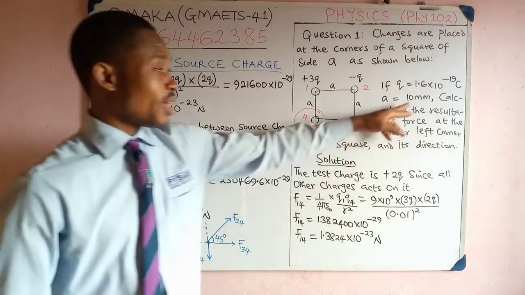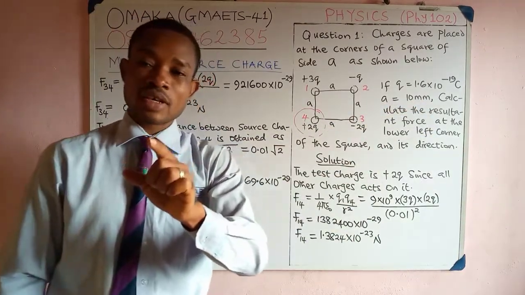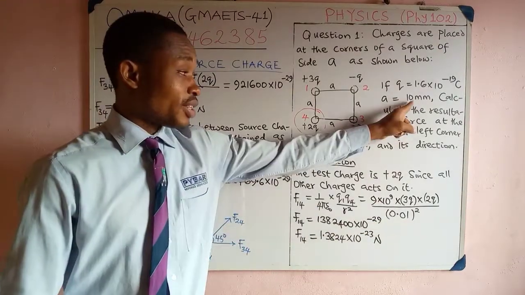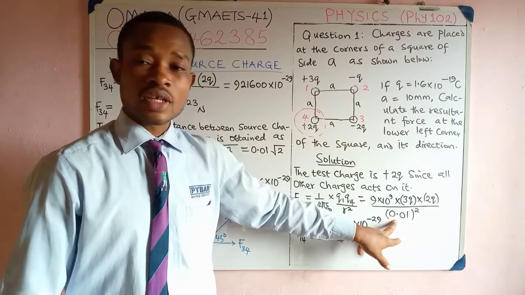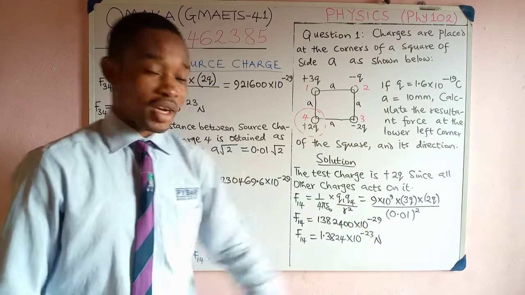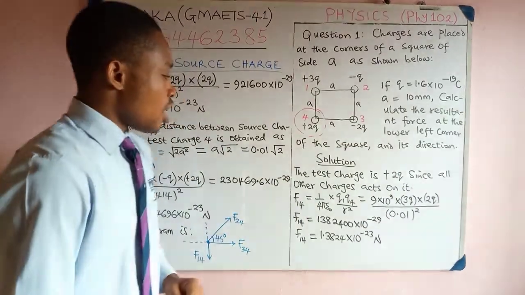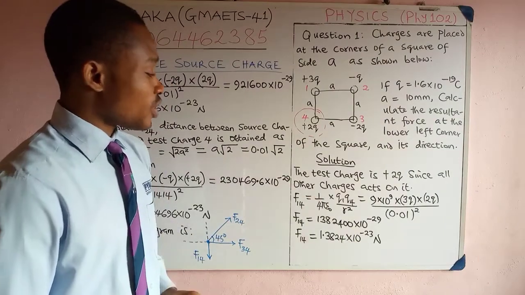The first thing, you convert this 10 millimeter to meter. If you do that, you divide 10 by 1000. That's the change from millimeters to meters. You're going to get 0.01 meters as our distance. Is that okay? Alright, having identified our test charge, let's move on now.